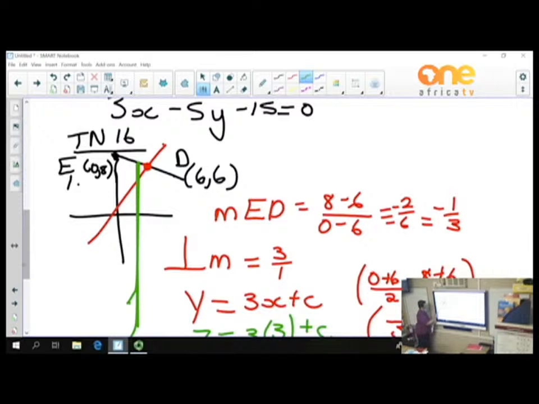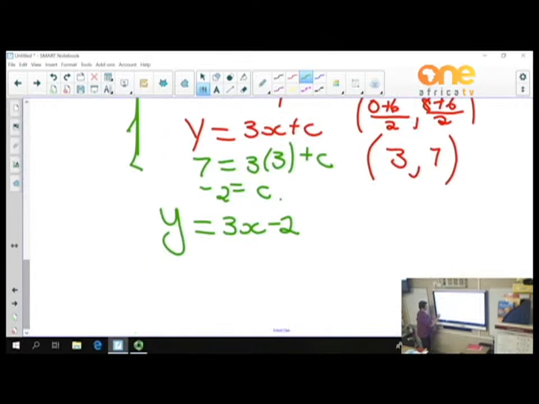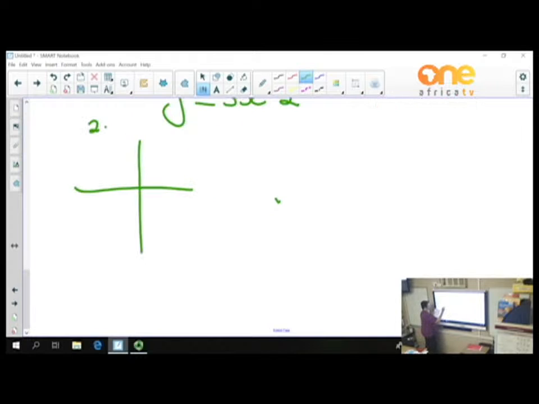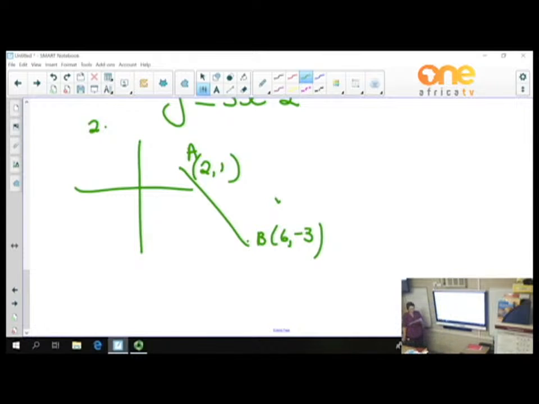Right, one more, and then it's you that's going to be busy. Okay, number 2. The points A and B have coordinates. So the coordinates of A is 2, 1. And the coordinate of B is 6, -3. So B is here. Right, so that is then the line AB. Find the equation of the perpendicular bisector of AB.